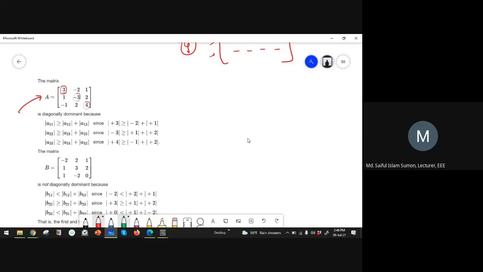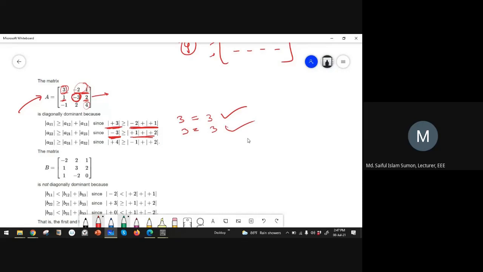So you can see 3 is the diagonal element, and the sum of the non-diagonal elements is also 3, absolute value obviously. So the sum of them is 3 and the diagonal element is 3, so they are equal. The condition is fulfilled. Now for the second row, this is the diagonal element, the absolute value is 3 and the sum of the other non-diagonal elements is also 3. That means 3 is equal to 3. This condition is also fulfilled.